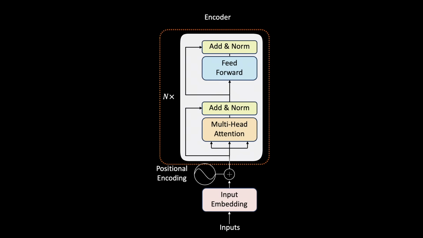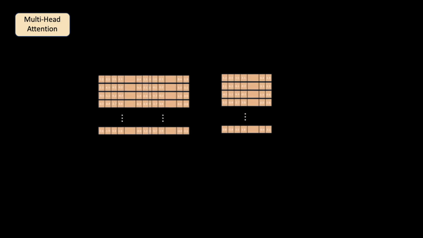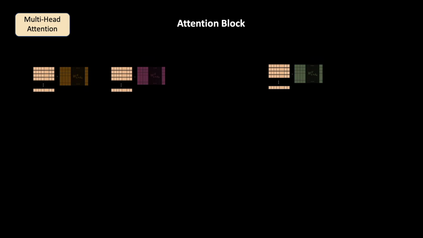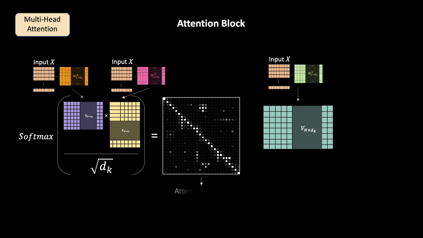Next, we take our positional encoding input and feed it into the next block of the encoder, the multi-head attention. Recall the self-attention mechanism where we multiply the input by 3 different weight matrices to generate the query, key, and value matrices. We calculate the dot product of the query and key matrices, divide by the square root of d_k for scaling, and apply a softmax function. This produces the attention map.